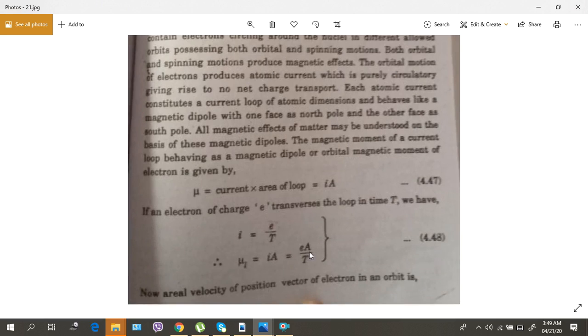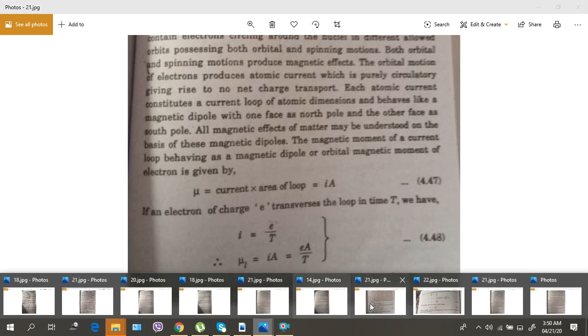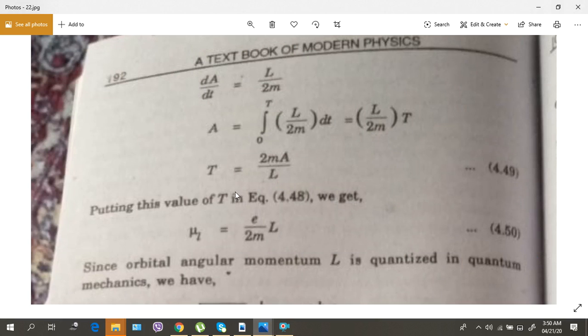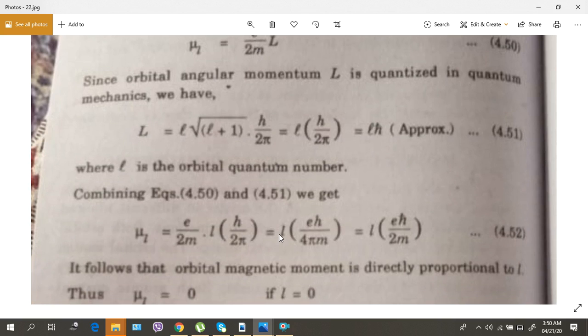That is equation 4.48, EA over T. Putting this value of T in this equation, we have this result, that mu L is equal to E over 2m L. Since orbital angular momentum L is quantized in quantum mechanics, we know that L is equal to the square root of l(l+1) times h over 2 pi.